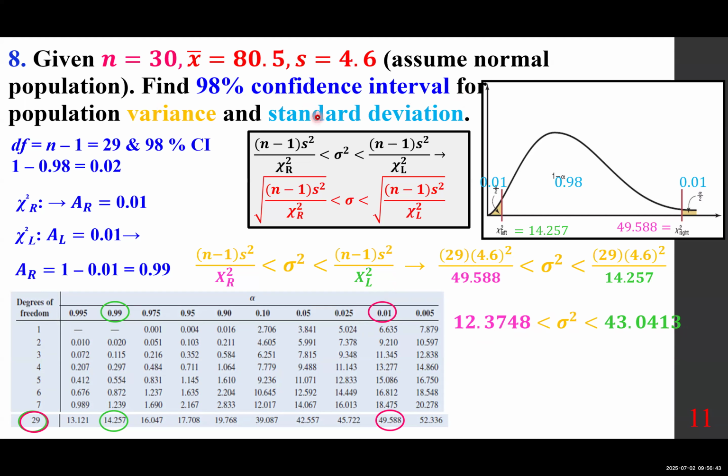What about the standard deviation? Just take a root of all sides. This becomes sigma. Take a root of this number and take a root of this number and put that into a calculator. And the 98% confidence interval for the standard deviation is the following, between 3.5178 and 6.5606.